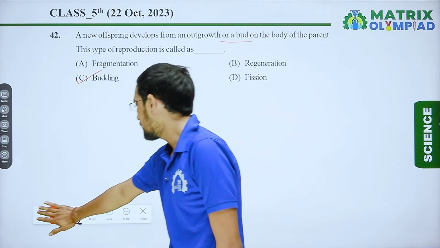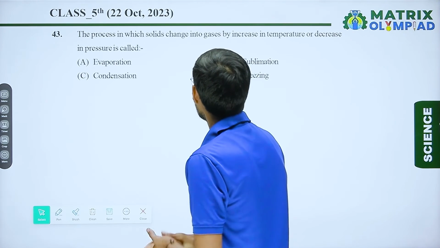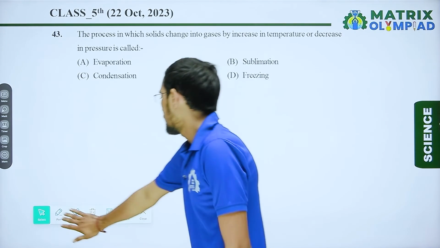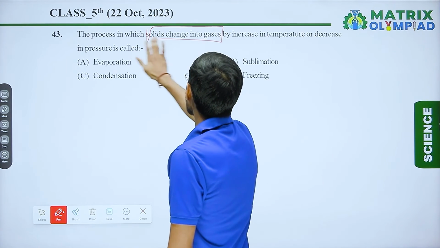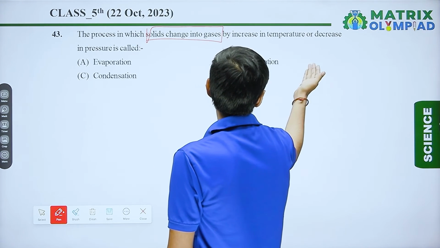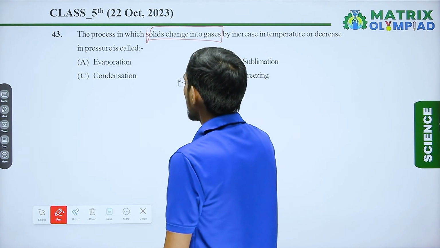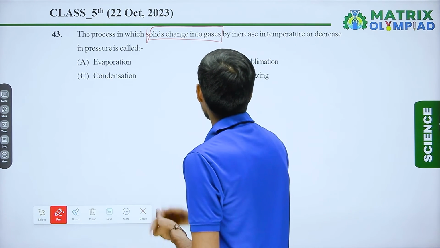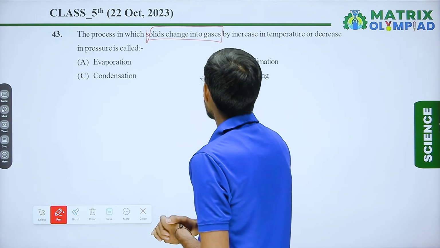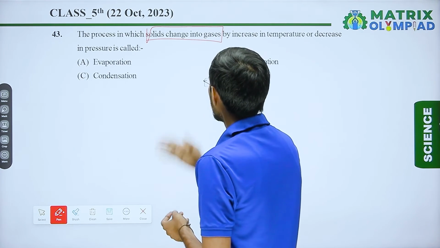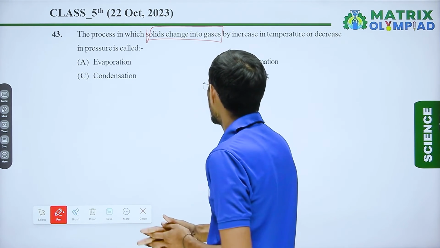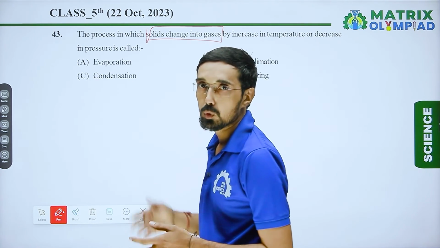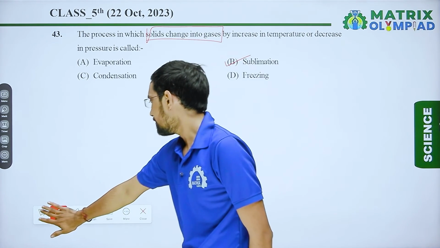Move to next question. The process in which solid changes into gases. Solid changes into gases by increase in temperature or decrease in pressure. If the temperature is increased and it directly converts into gases, that process is basically known as sublimation. So our correct answer will be option B. Move to next question.